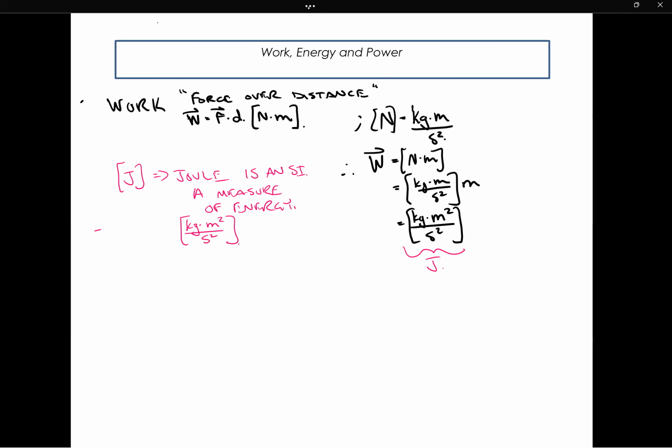And if we look at this kilogram meter squared per second squared, that's the same as we got here. So we can conclude that work, even though we know it's a force over a distance, or at least a force that does something, it makes it move, it makes it rotate, and something happens, we can also say the work must be energy. It's a word used for energy.